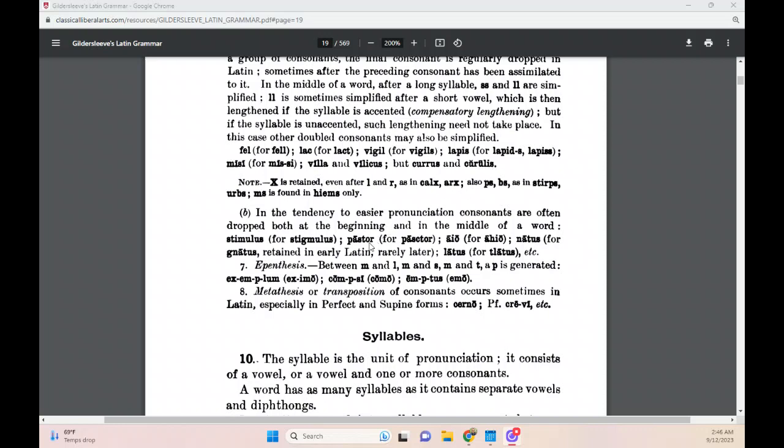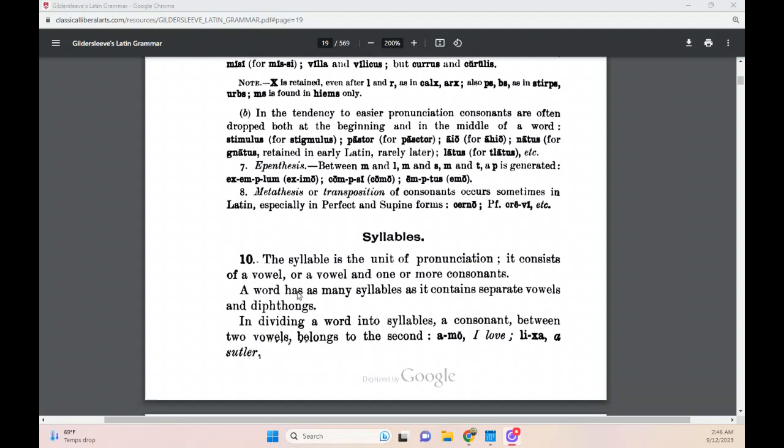So a very simple rule. A word has as many syllables as it contains separate vowels and diphthongs. Now you can see, when we learn a rule like this, you can see why you must be able to identify the diphthongs and know the combinations of vowels that make diphthongs.